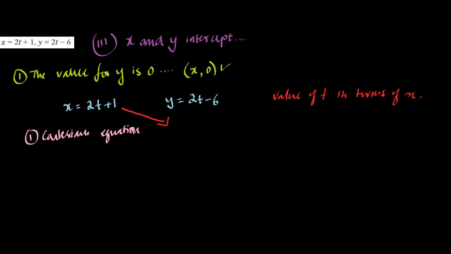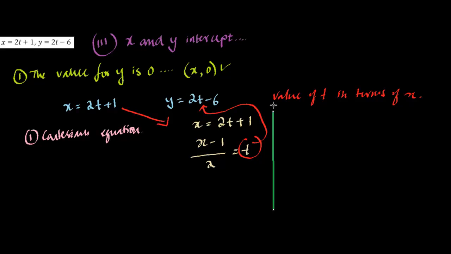So we just calculate it here now. x is equal to 2t plus 1. (x minus 1) over 2 is equal to t. Alright? Now we just substitute it here. Okay then. So y is equal to (x minus 1) over 2 minus 6.